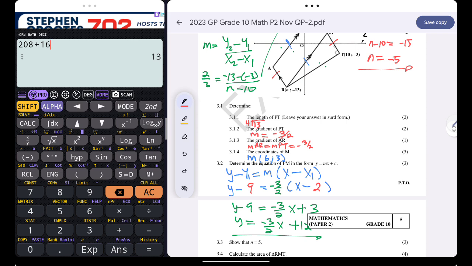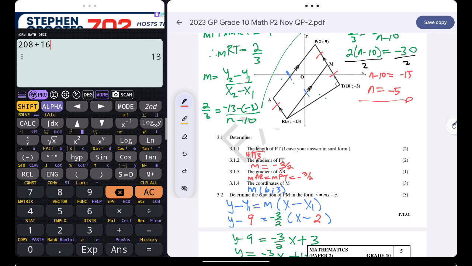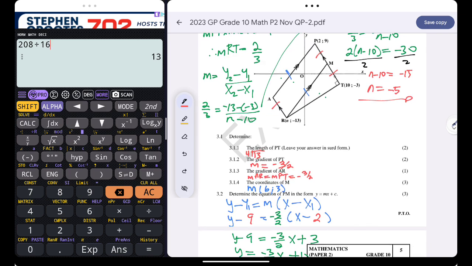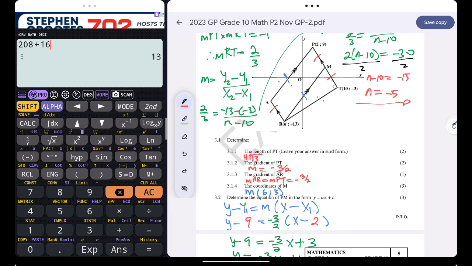I think here the examiner should have said show that n is equal to negative 5. Why? Because n is a point in the third quadrant, and in the third quadrant both x and y are negative. So n cannot be positive there, guys. N is just a negative 5.